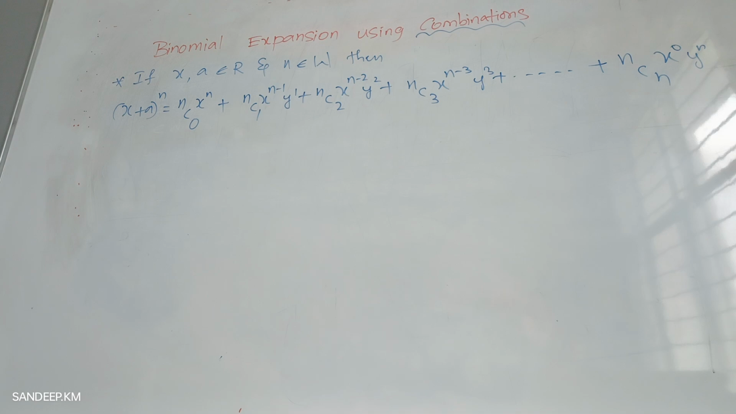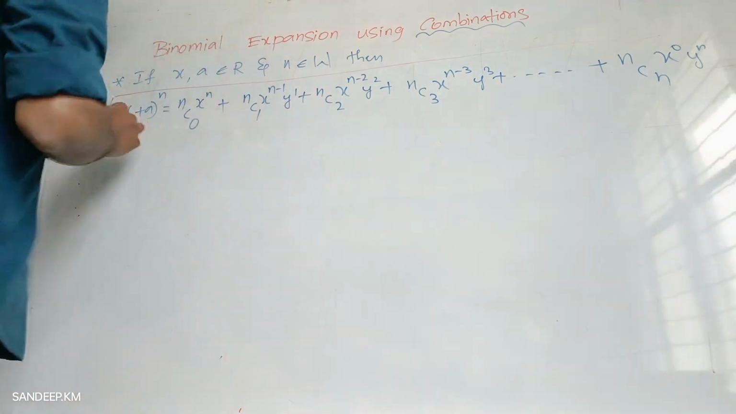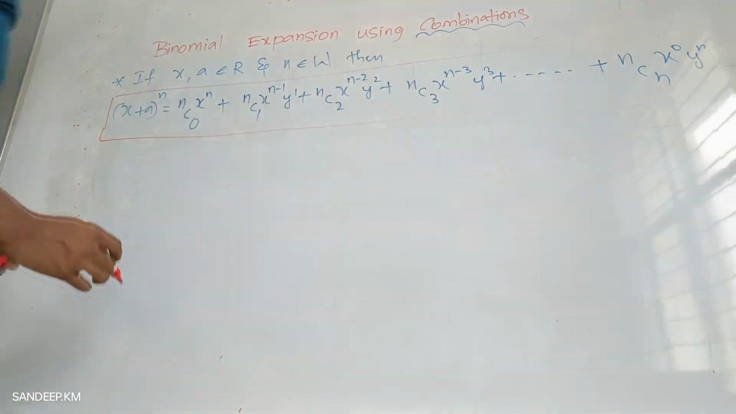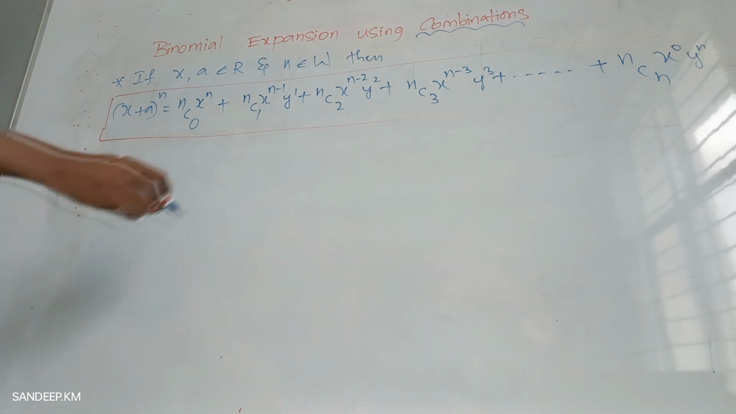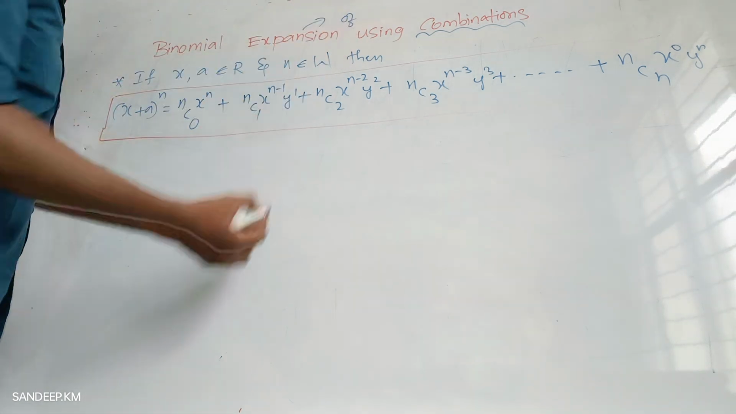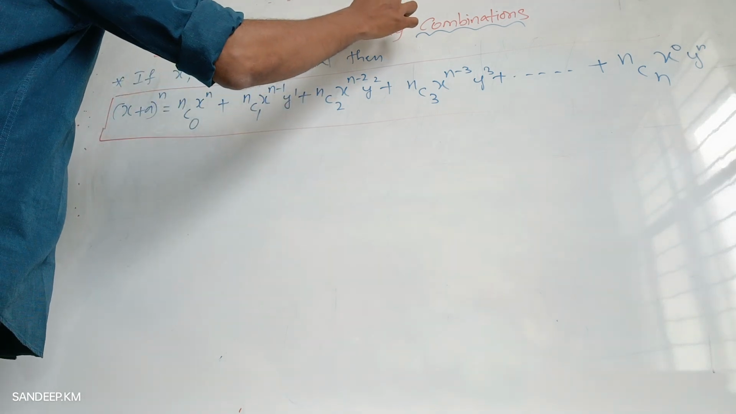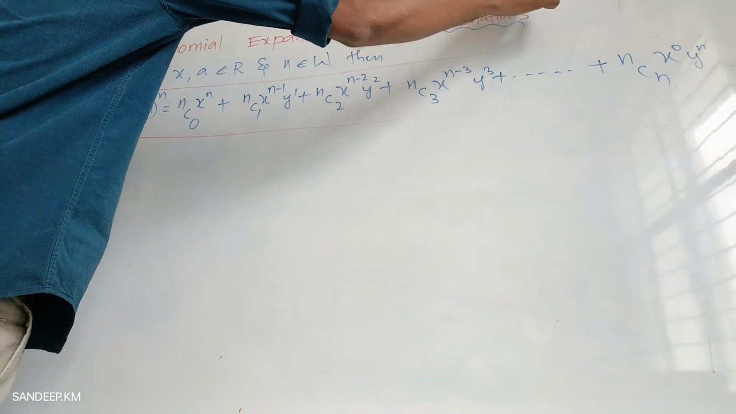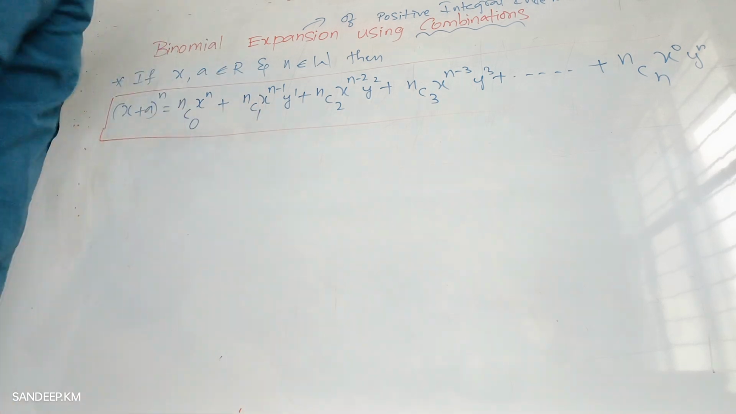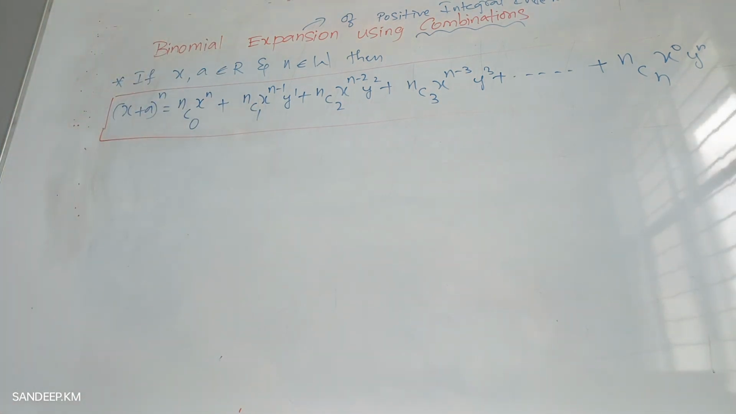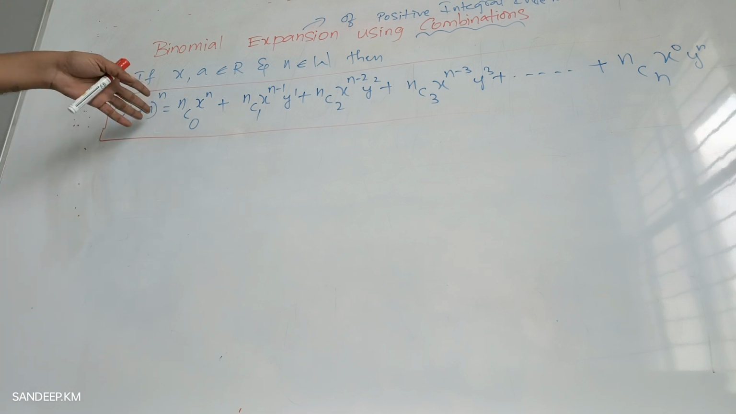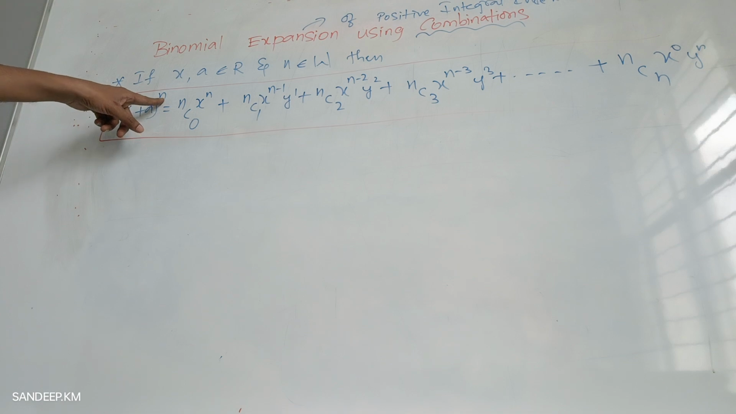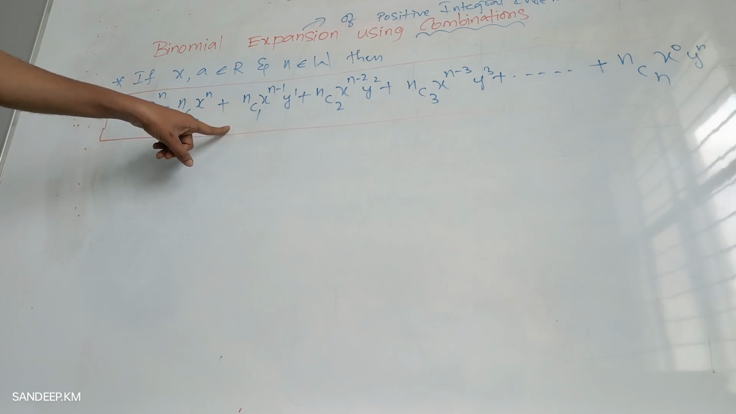So this is the expansion, dear students. This is the binomial expansion. Here you have to understand one thing. This is the binomial theorem, binomial expansion of what index? Binomial expansion of positive integral index, or we can also say non-negative integral index. Of course, we are ignoring power 0. So, binomial expansion of positive integral index. If the power is a positive integer, then this is the formula we use to write the expansion.